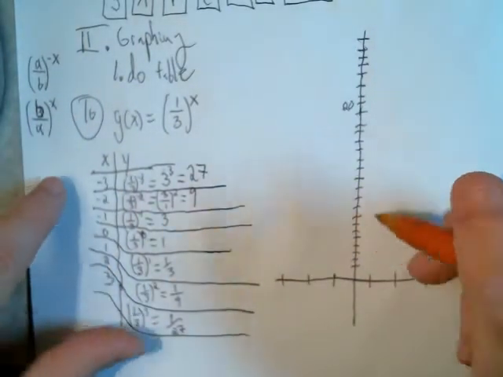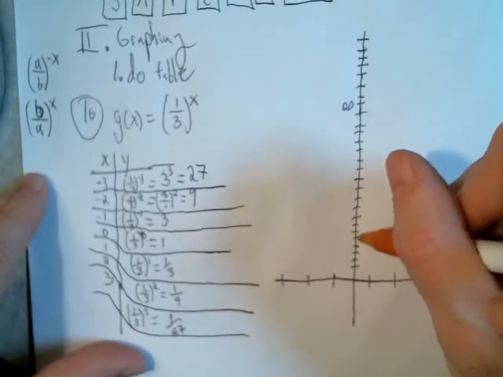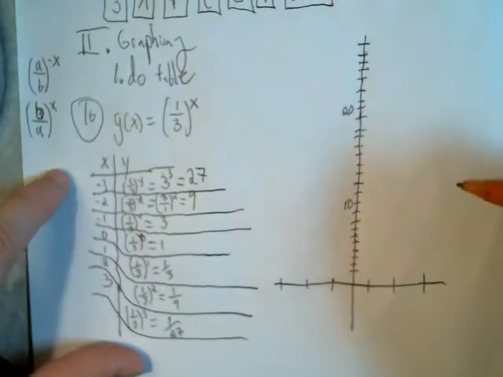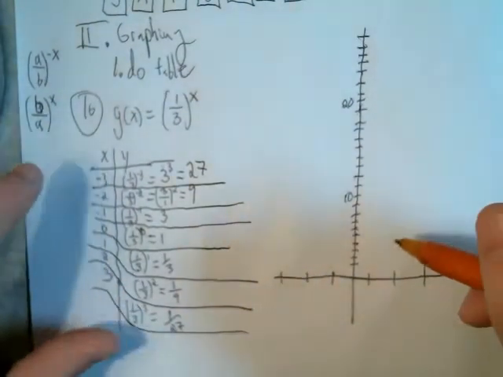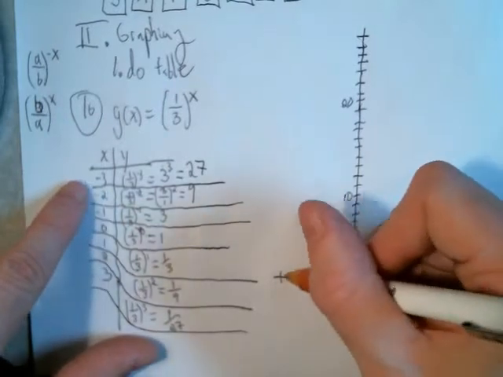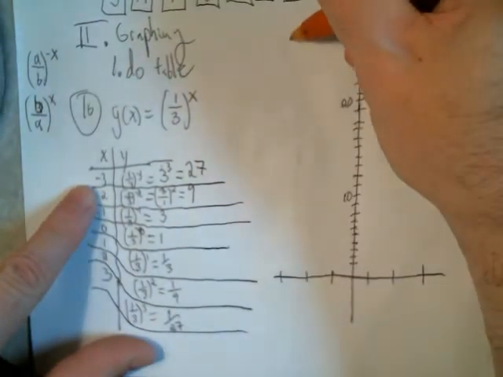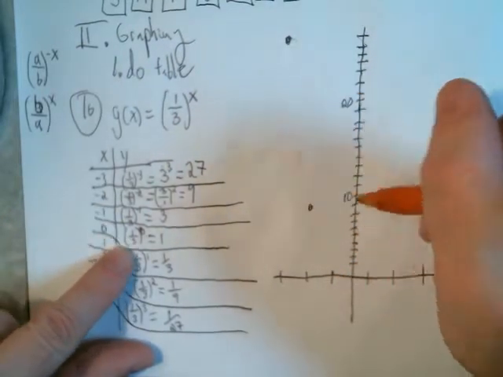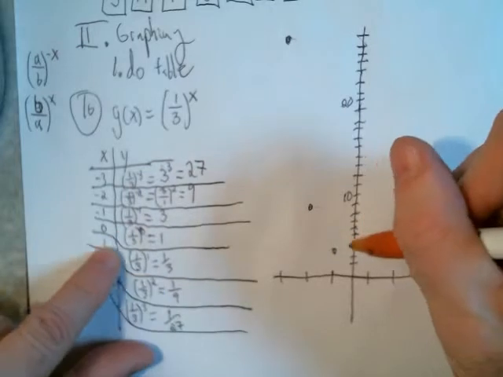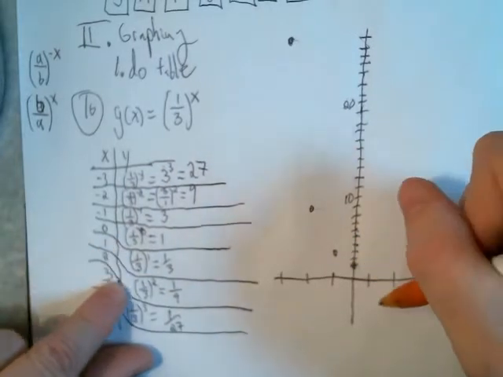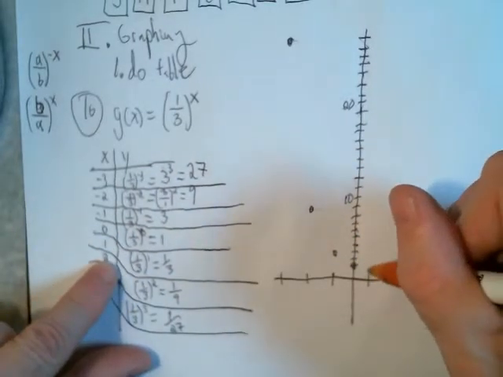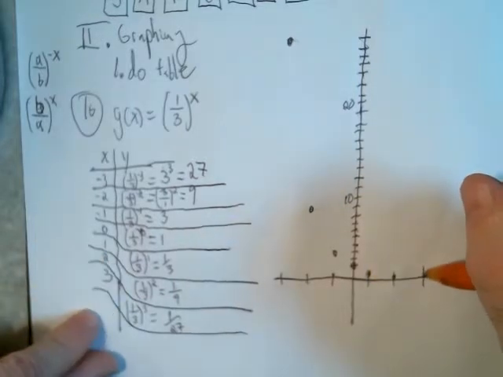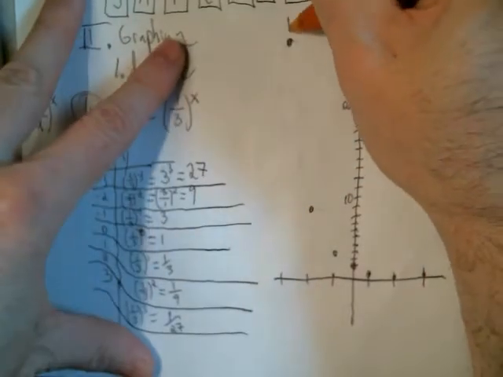And then go and plot these guys. Sure, 1, 2, 3, 4, 5, 6, 7, 8, 9, 10. Let's make my life a little easier there. Right, so what am I doing? Negative 3, 27. Negative 3, and then we're way up here at 27. Negative 2, we're way up here at 9. Negative 1, 3. 0, 1. 1, 1/3. 2, 1/9. And then 3, 1/27. Okay, connect the dots.